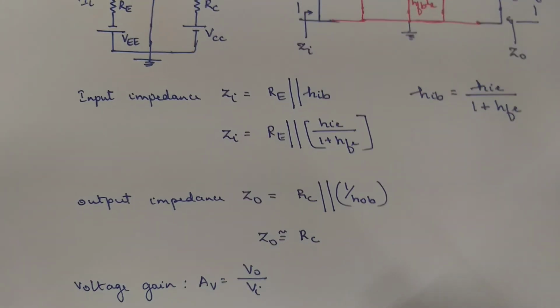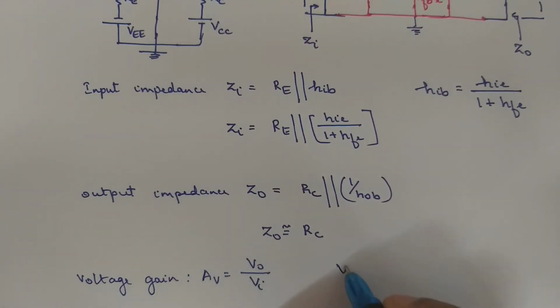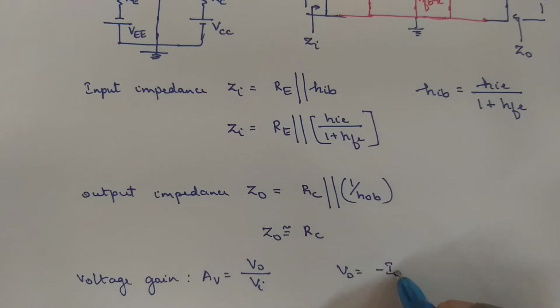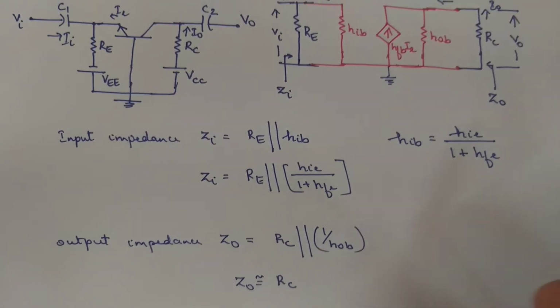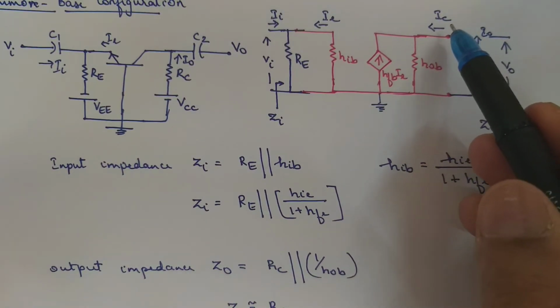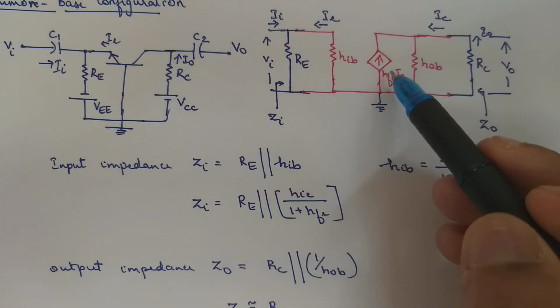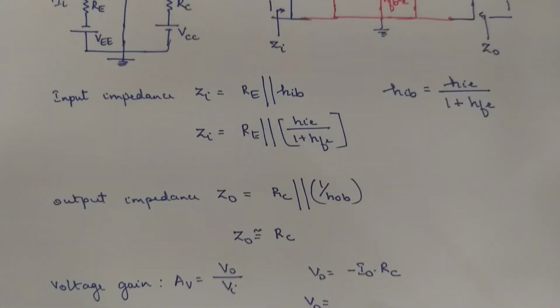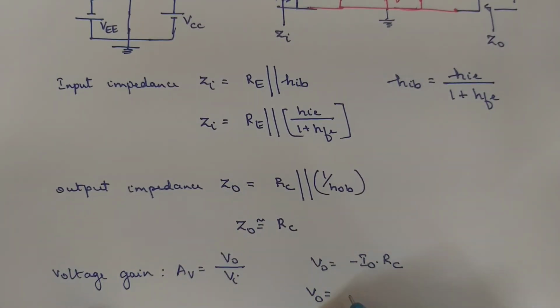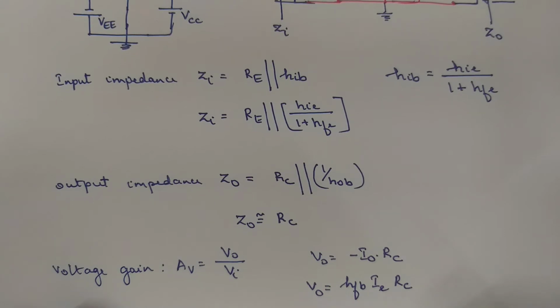V naught divided by Vi. So now V naught will be equal to minus I naught into RC. I naught is nothing but IC itself, and IC is nothing but minus HFB into IE. So V naught is equal to minus, and minus will become plus, HFB into IE into RC. We will get this expression.